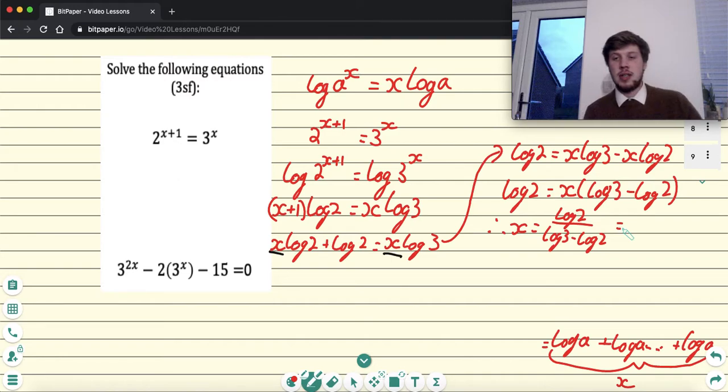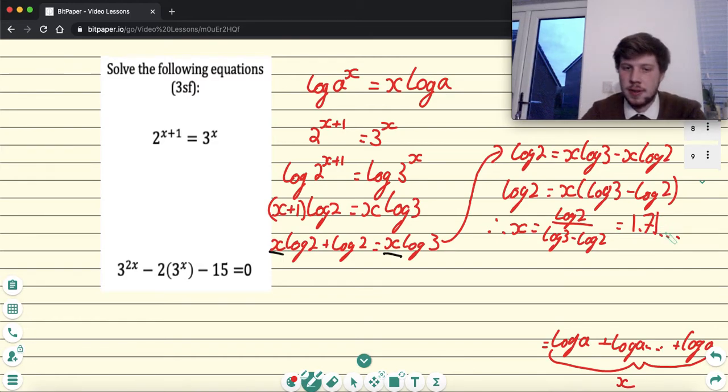Work that out in your calculator. And again, remember that we could use any base, so I'd encourage you to try different bases and see what that gave you. Log 2 over log 3 subtract log 2 is going to give me 1.7 something something something. It wants it to 3 significant figures, so let's just call it 1.71.